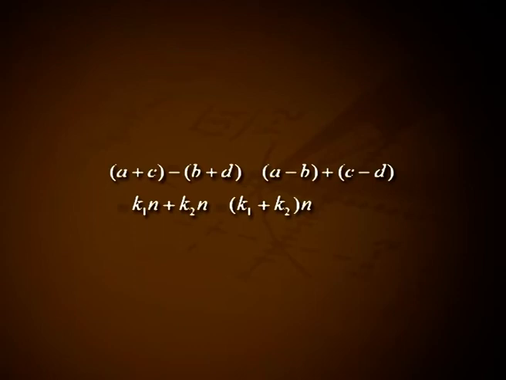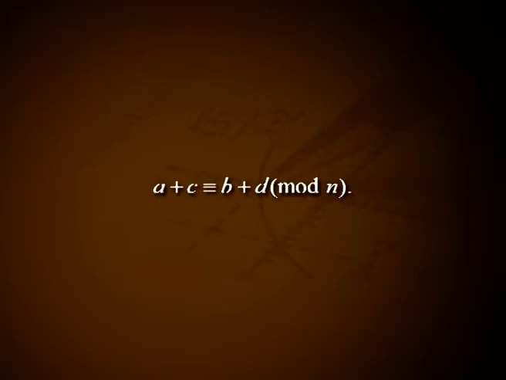To prove property D, assume a ≡ b mod n and c ≡ d mod n. Then we are assured that a - b = k1·n and c - d = k2·n for some choices of k1 and k2. Adding these equations, we obtain (a + c) - (b + d) = (a - b) + (c - d) = k1·n + k2·n = (k1 + k2)n. Or as a congruent statement, a + c ≡ b + d mod n.